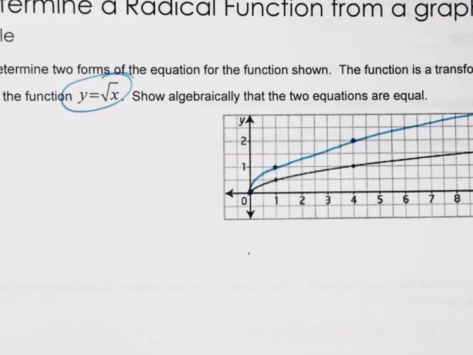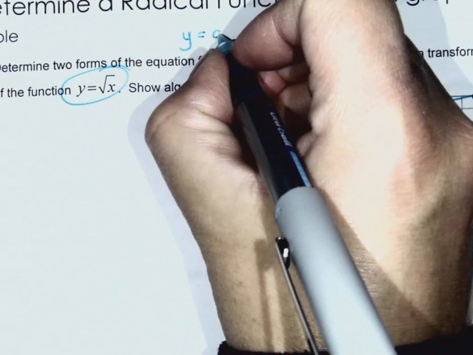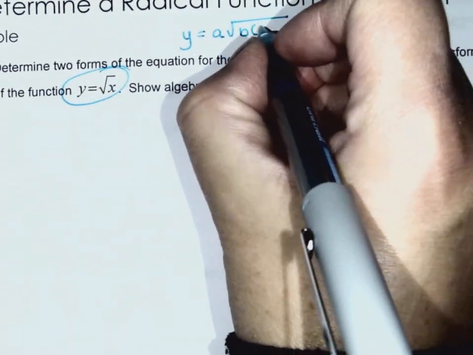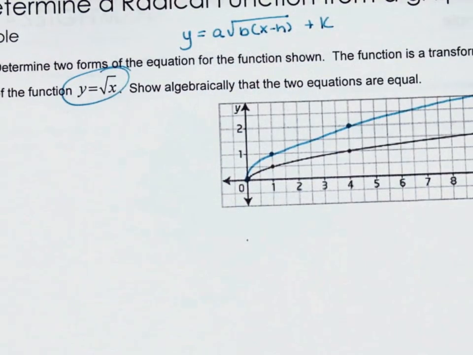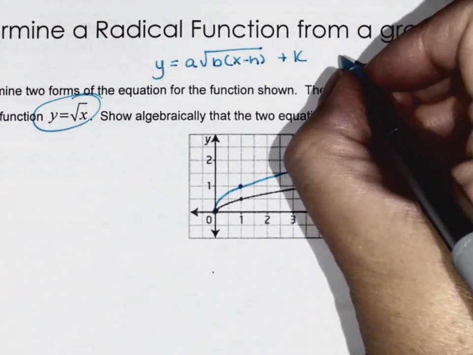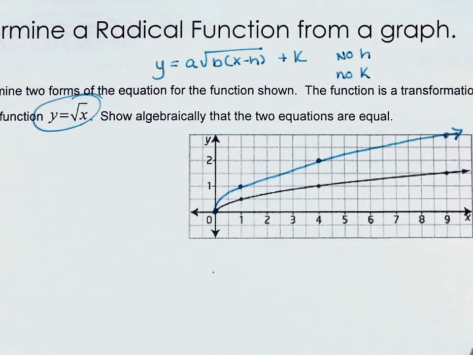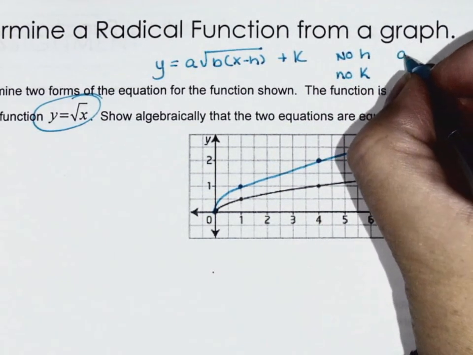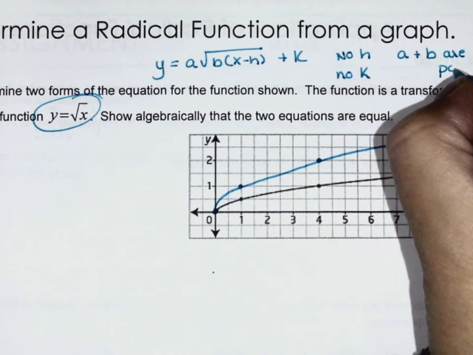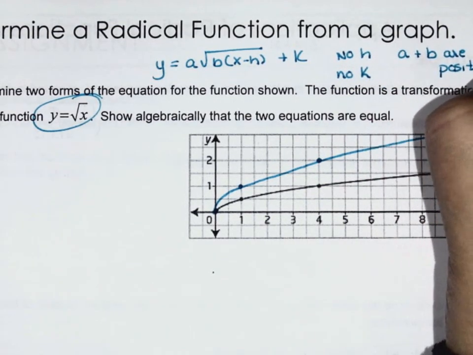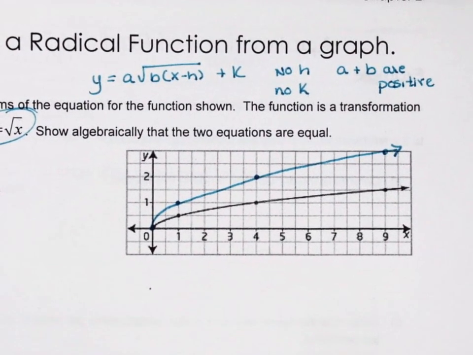Okay, so we got those out of the way. Right now we know, so if the form is y equals a root b x minus h plus k, what did we decide? No h, no k, and we know that a and b are positive. So we did all that math by just looking at that graph.